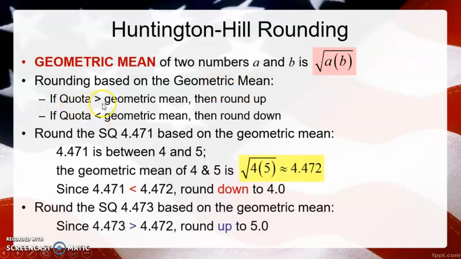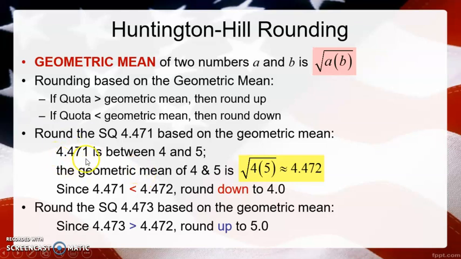If the quota is greater than the geometric mean, then we're going to round up or award the upper quota. If the quota for the state is less than the geometric mean, then we will round down or award the state its lower quota. So let's round the standard quota of 4.471 based on the geometric mean. Well, the first thing that we have to do is find the geometric mean. And remember that the geometric mean is the square root of the lower quota times the upper quota.